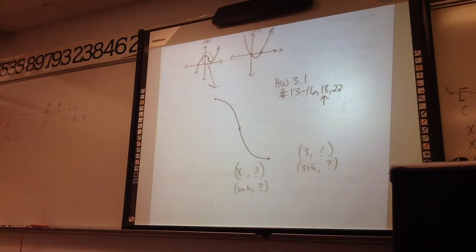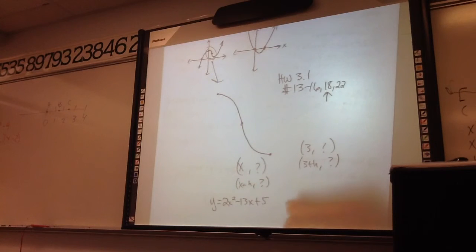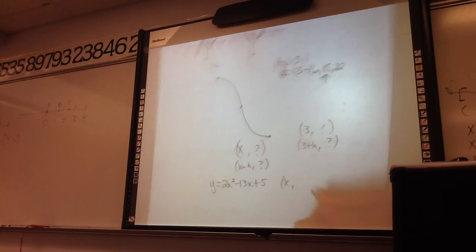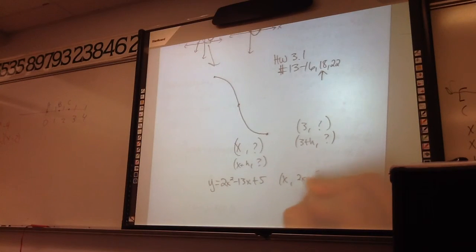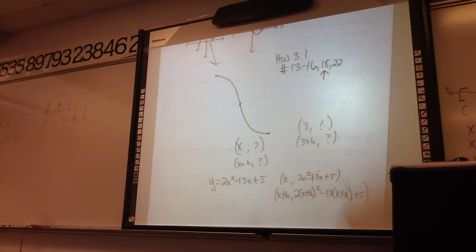So in 18, you have 2x squared minus 13x plus 5. You're gonna do x, so 2x squared minus 13x plus 5. And then you're gonna do x plus h: 2 times x plus h squared minus 13 times x plus h plus 5. Change in y over change in x, limit as h approaches 0. Pick your answer, plug in 3 for x, and then that's the slope.